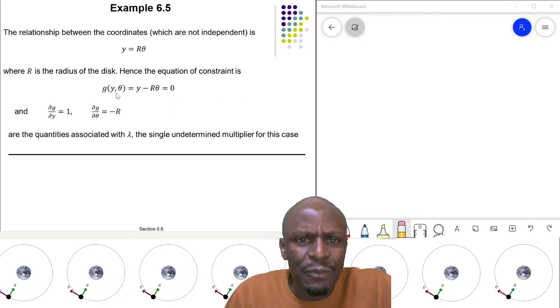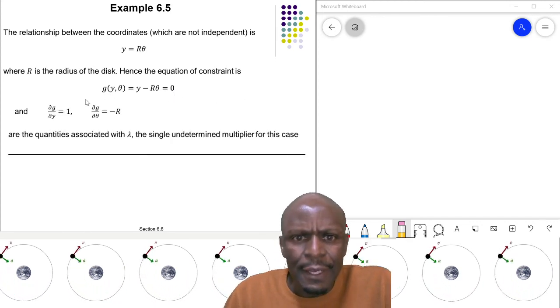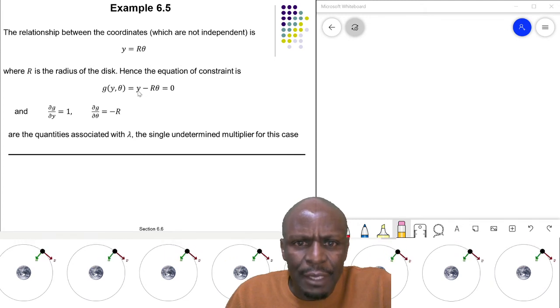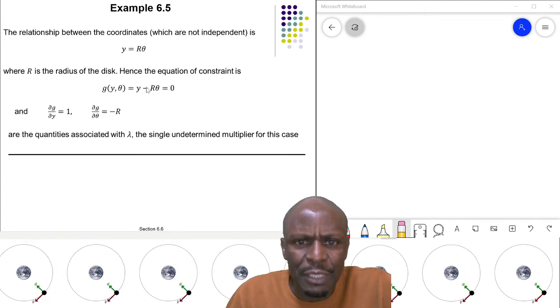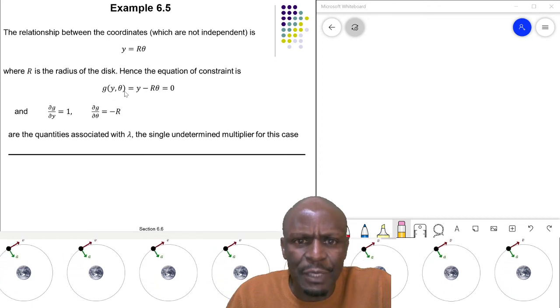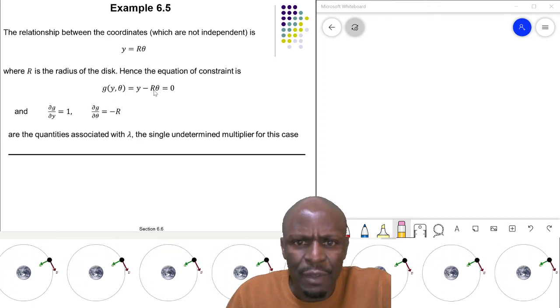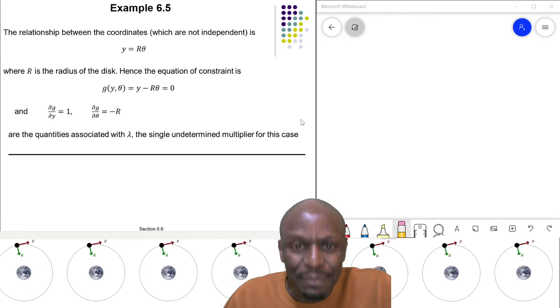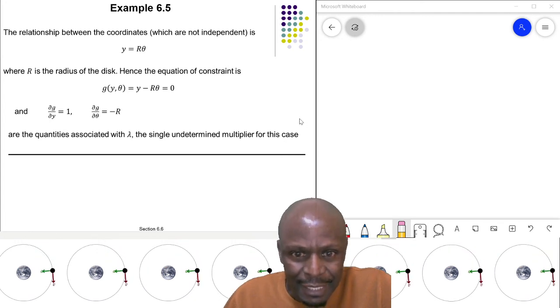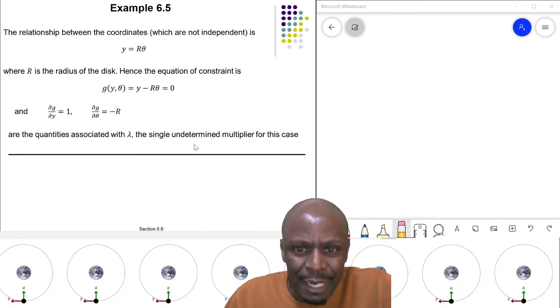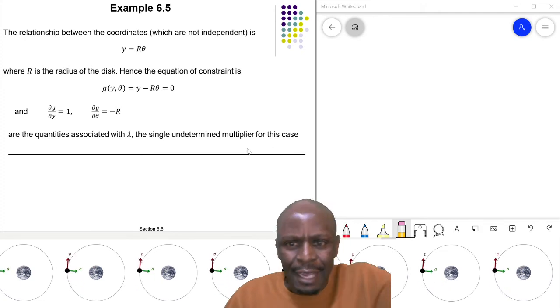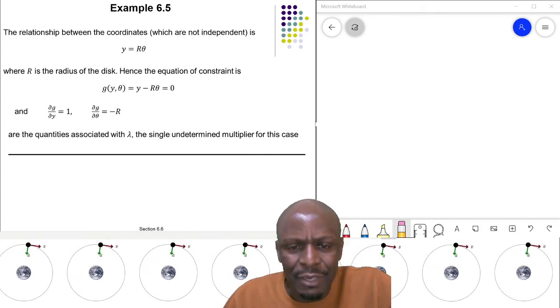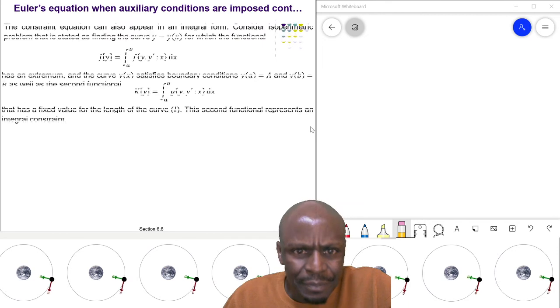Now if you differentiate g with respect to y, this is what you are going to have: just 1. But when you differentiate g with respect to theta, this is what you are going to have: minus r. These are the quantities which will be associated with the Lagrange undetermined multiplier, lambda, the single undetermined multiplier for this case.